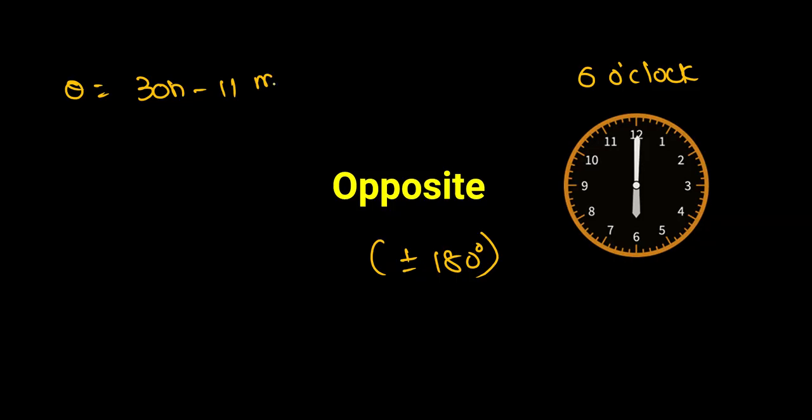Best example, 6 o'clock. So plus or minus 180 degrees. Those who want to depend on the formula, guys, please make sure this is modulus. Here we have to go for plus or minus 180. Only one among that will be correct. Either it will be plus or minus, it depends on the question. So here it should be 180 degrees.